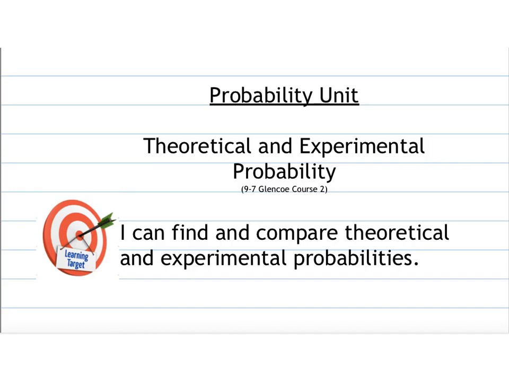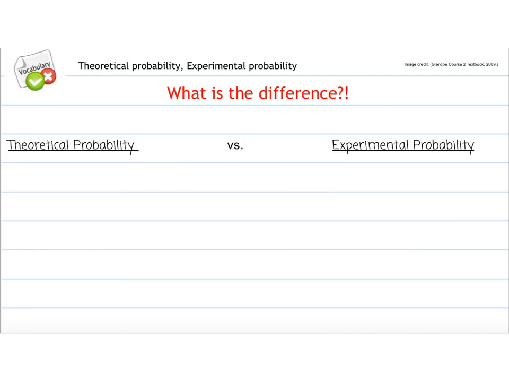Hello, youth. Probability unit, theoretical and experimental probability. You are going to have to know the difference between theoretical and experimental and then make some decisions based on what you know. Here we go. Vocabulary is very important: you need to understand the difference between theoretical probability and experimental.